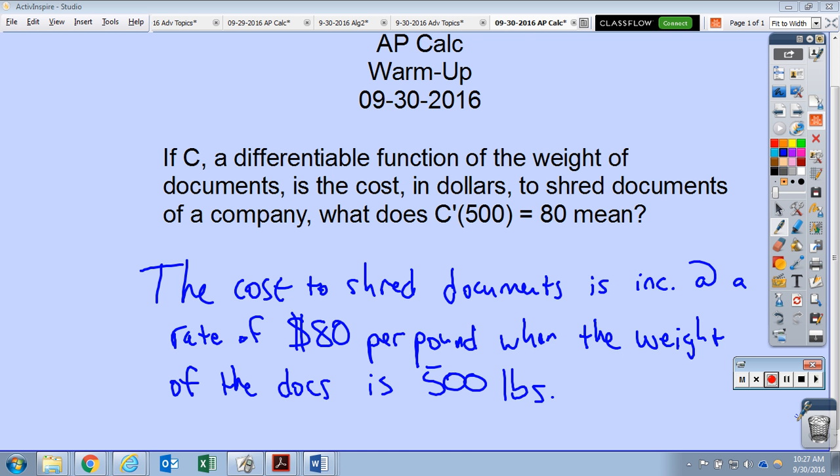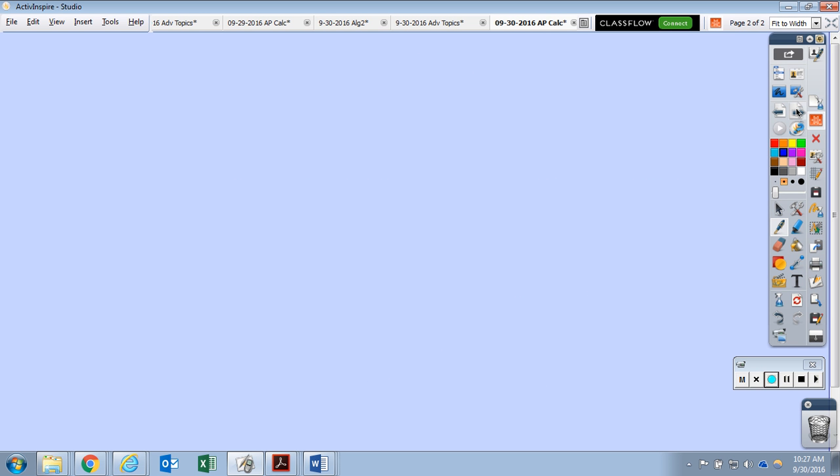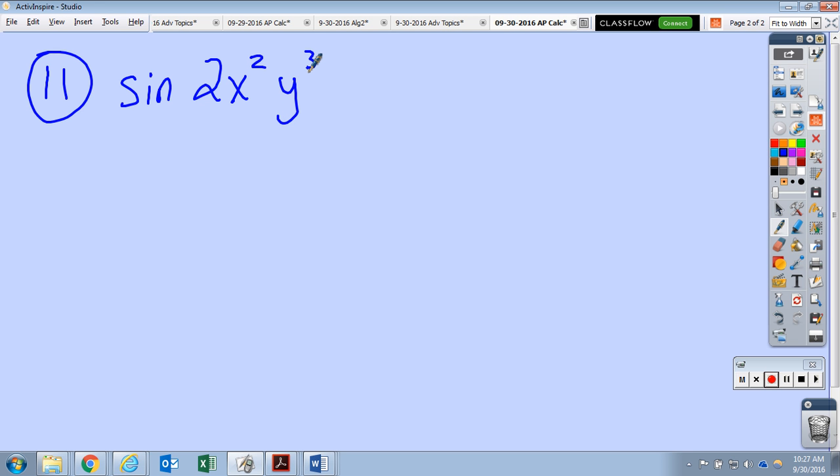All right, so number 12 you would not know how to do unless you knew the derivative of natural log, which is section 3.9, so don't worry too much if you didn't get that one. But let's start with 11. 11's got a trig function involved there. Sine of 2x squared y cubed is equal to 3x cubed plus 1.